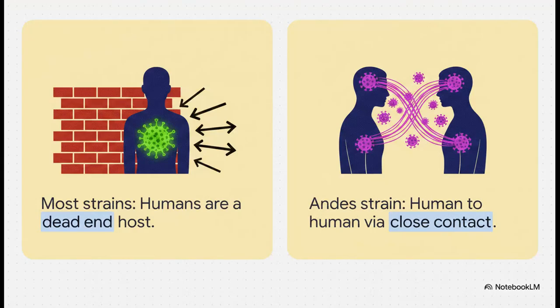Now, for most types of orthohantaviruses, when the virus jumps from a rodent into a human, it basically hits a brick wall. We become what's called a dead-end host. We can't pass it on to anyone else.